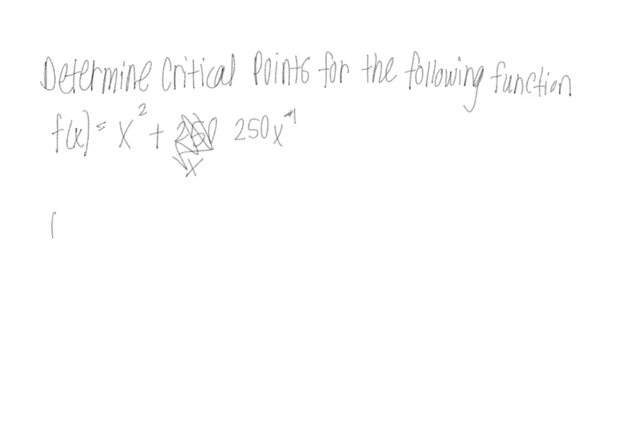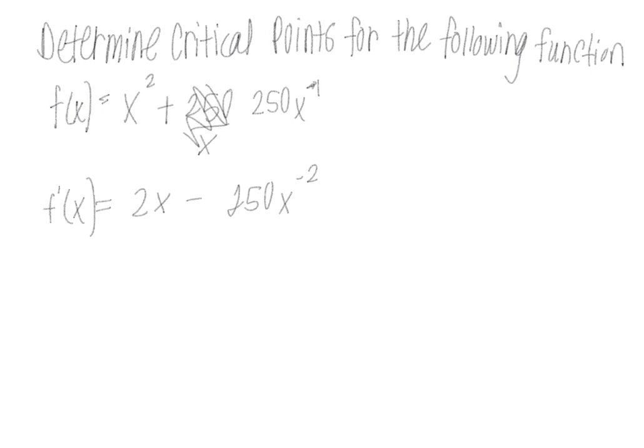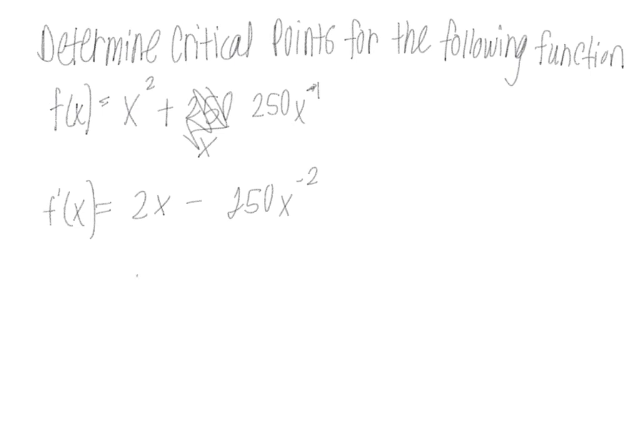And so our derivative is 2x minus 250x to the negative 2 power. The trouble with this one will be setting that derivative equal to 0, because you're setting 2x minus 250x to the negative 2 equal to 0. I think I would write this as 250 over x squared equal to 0.